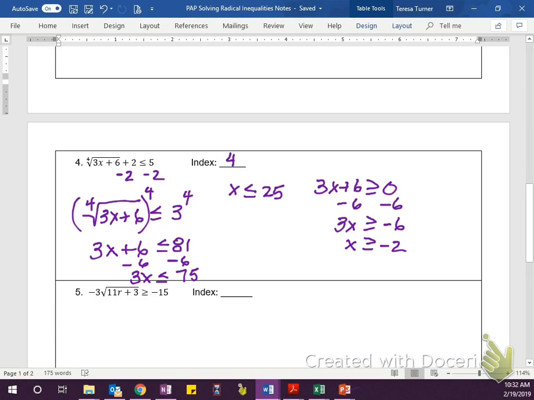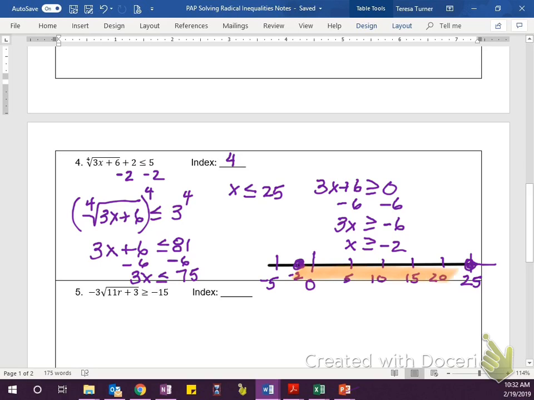So when we put this on the number line, we've got negative 2 and 25. So we'll put 0 here. That'll be negative 5. So negative 2 will be somewhere in here. And then 5, 10, 15, 20, 25. So this is 25. So we have less than or equal to 25 and greater than or equal to negative 2.